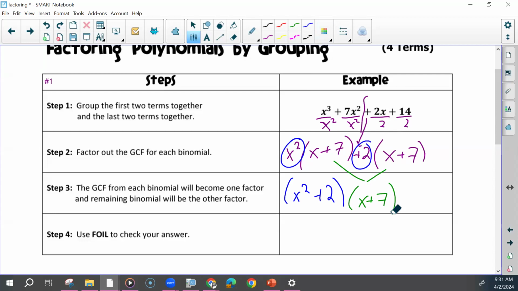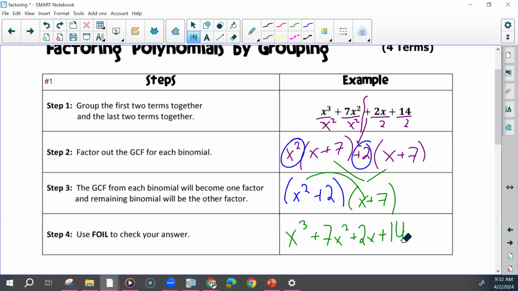To check yourself, you could do this next step, but it's not a requirement. If I wanted to check myself, I could distribute this back out. x squared times x is what? x cubed. x squared times 7 is 7x squared. 2 times x is positive 2x. And 2 times 7 is 14. And that looks like the original.